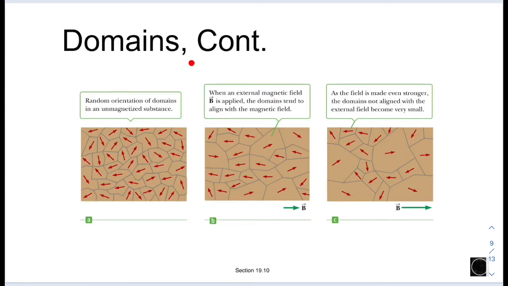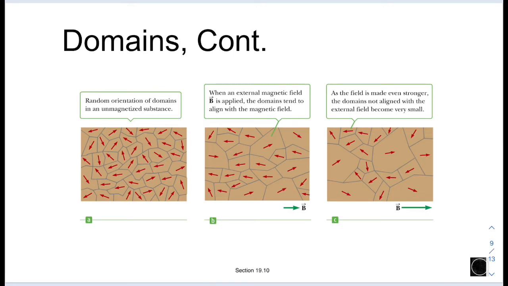Domain, continued. This is in terms of how to visualize what a domain is and how the domains are going to be realigned when we have an external B applied to the material. Initially, let's say we don't have any external B applied to the material. Randomly, the orientation of the domains will be like this.